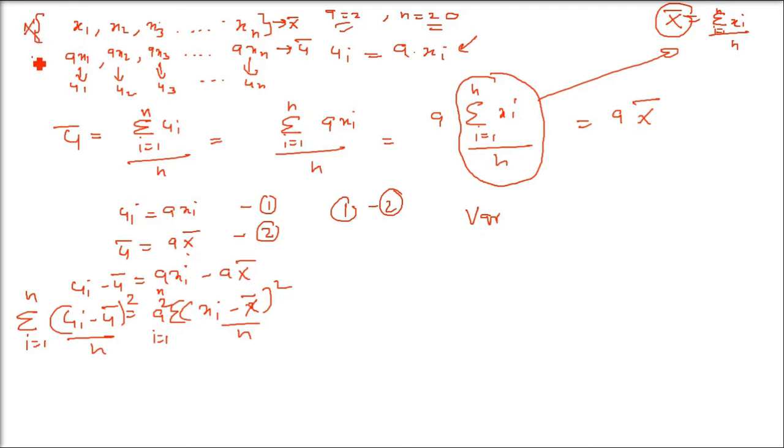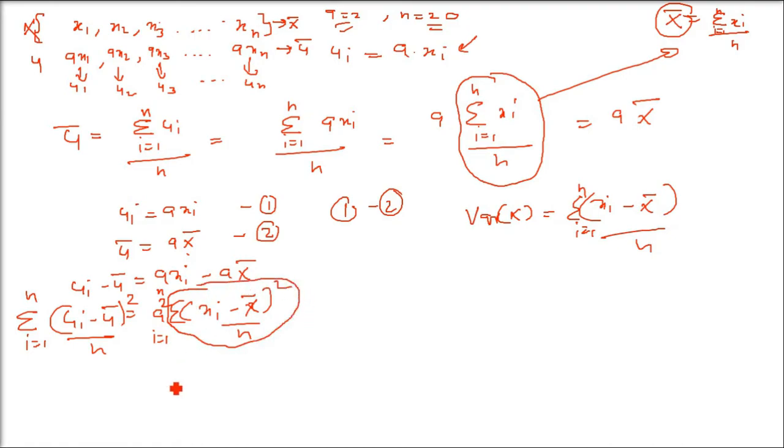Now, what is the variance of the first list and what is the variance of the second list? The variance of the first list is sigma xi minus x bar whole square, with i equals 1 to n, divided by n. So this whole thing is the variance only. You can just write it as variance of x.